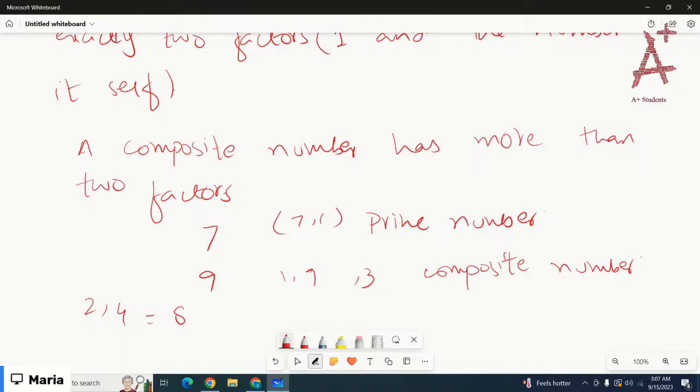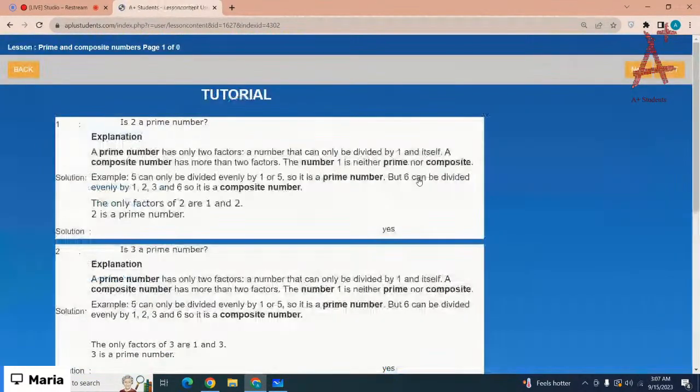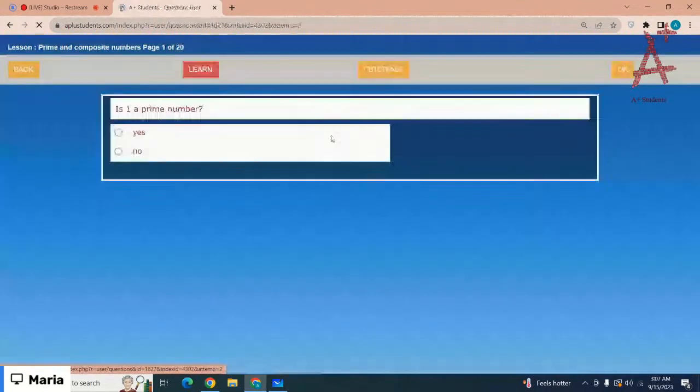Okay, let's start with the practice question. Here I am on grade 4 math. The chapter we're working on is number sense. The lesson we're going to start with is prime and composite numbers. So let's start with the test questions, right?